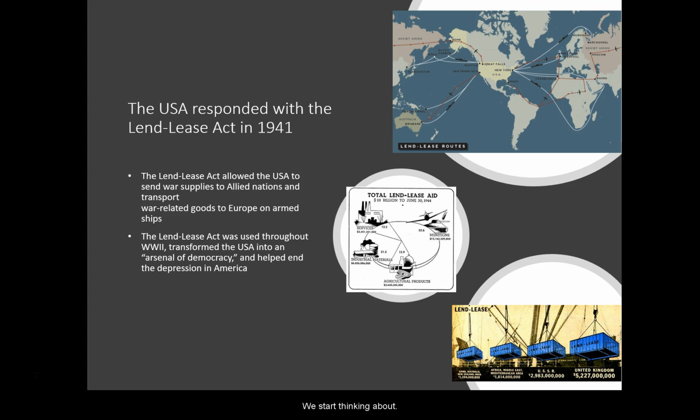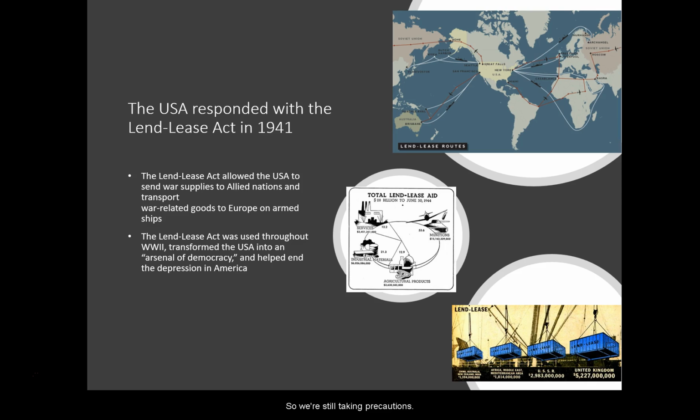So we start thinking about it, and we can't continue with the cash and carry because our allies need our help. France has fallen. Great Britain's at great risk of falling. So we respond to this with the Lend-Lease Act in 1941. This act allows the U.S. to send war supplies to allied nations and transport war-related goods to Europe on armed ships.